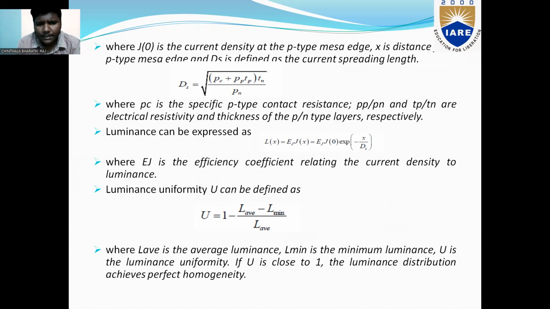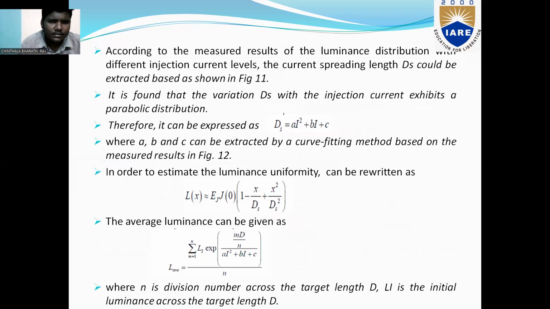Luminance uniformity can be defined as U equal to 1 minus (L average minus L minimum) by L average, where L average is the average luminance and L minimum is the minimum luminance, so U is the luminance uniformity. If U is closer to 1, the luminance distribution performance is better.